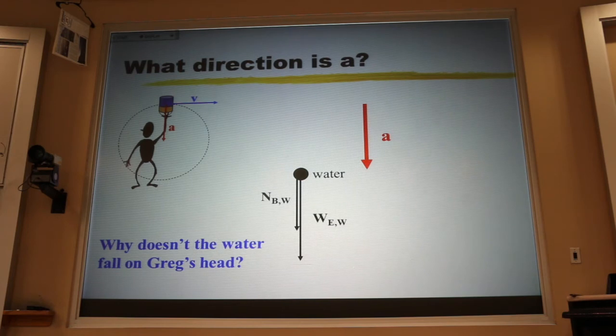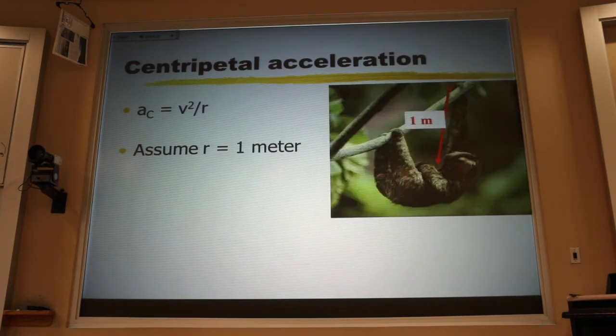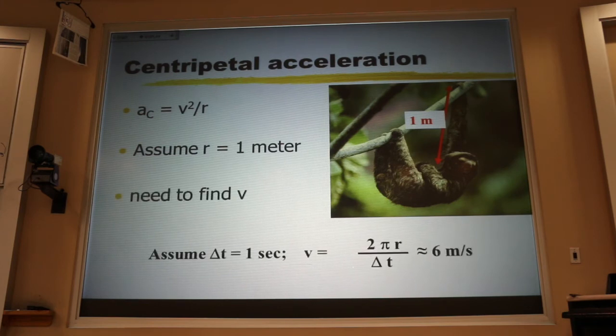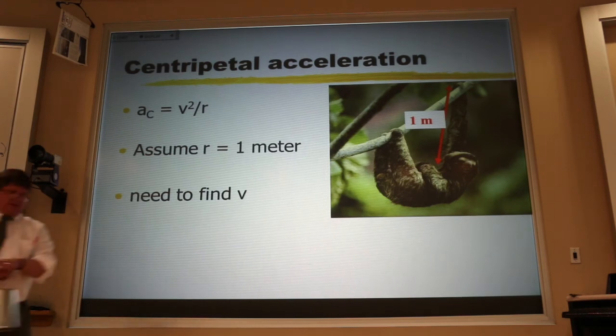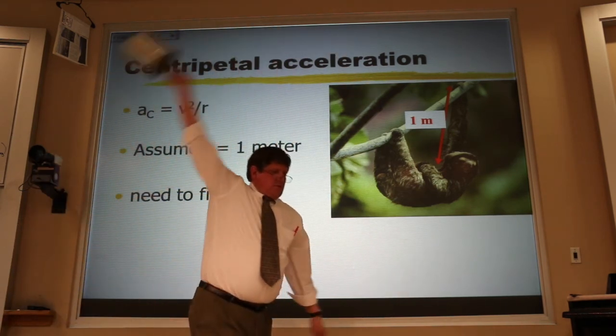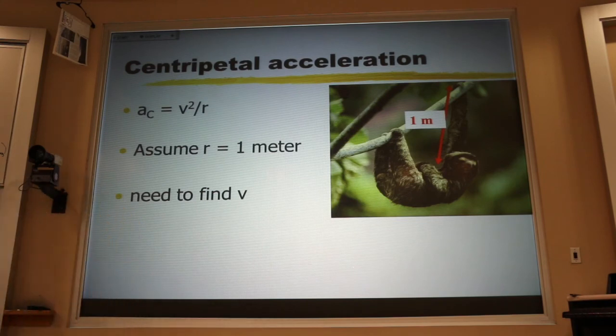Okay? Now, let's calculate how big that acceleration is. Now, we've got to do some approximating. We have this formula, v squared over r. Let's just, for the sake of making the numbers easy, take r equal 1 meter, and that seems reasonable given the fact that I'm swinging it. So about 1 meter, okay? Now, we need to find v. So let's assume that we swing that around once every second. In other words, I go 1 1,000, 2 1,000, 3 1,000, 4 1,000, 5 1,000, 6 1,000. Okay? So given that I have a 1 second time of going around and I have a radius of 1 meter, what would the speed be?